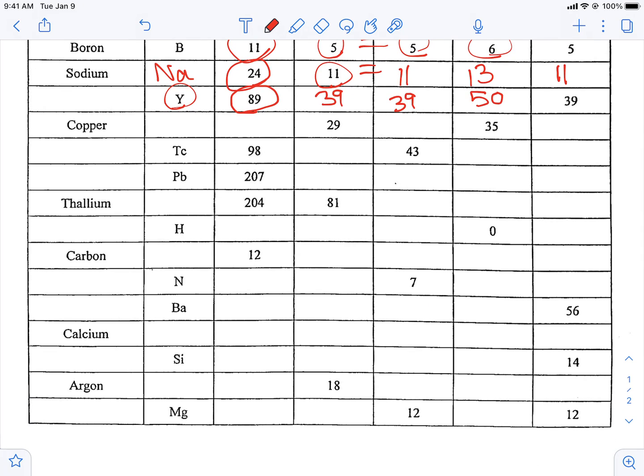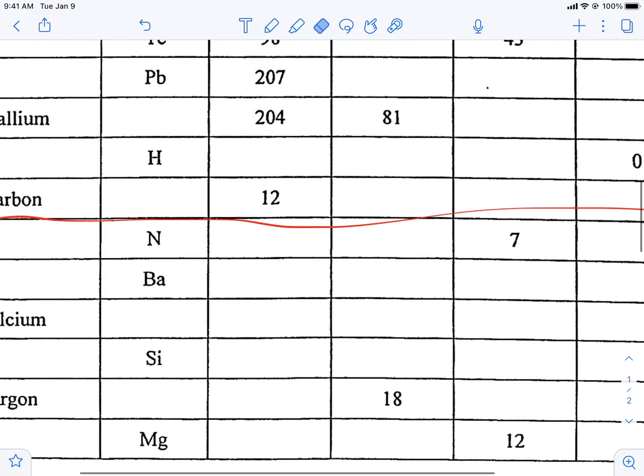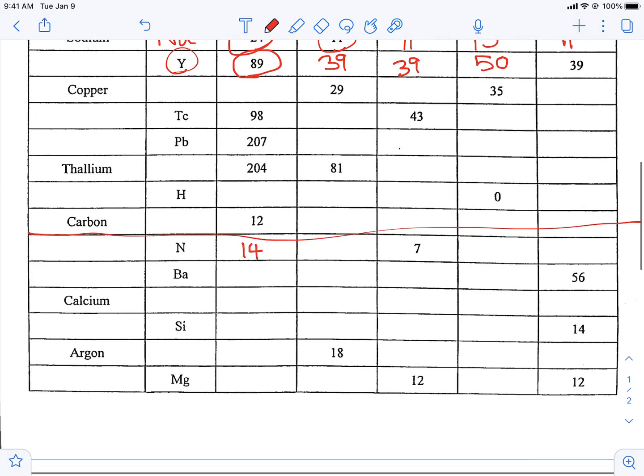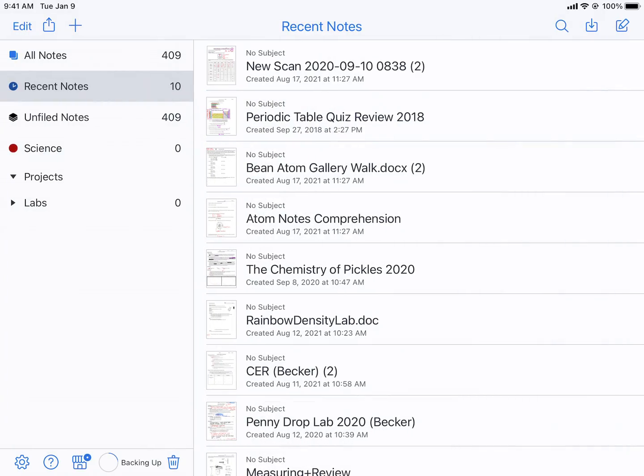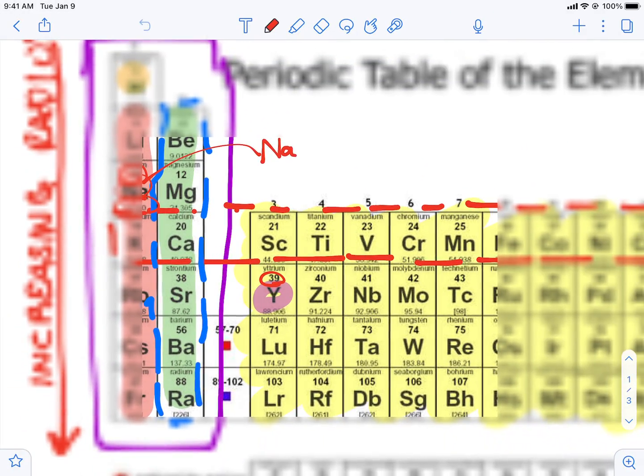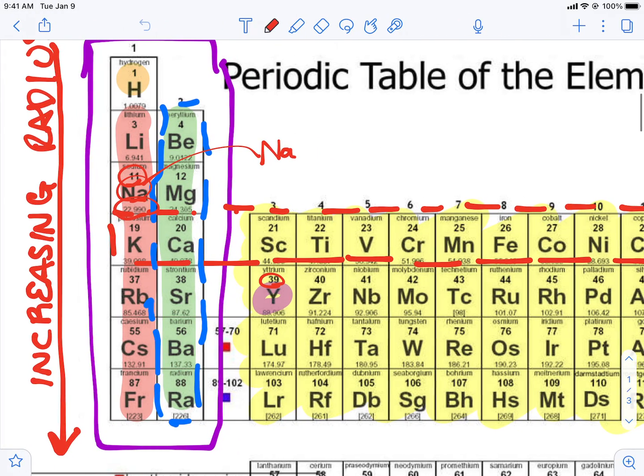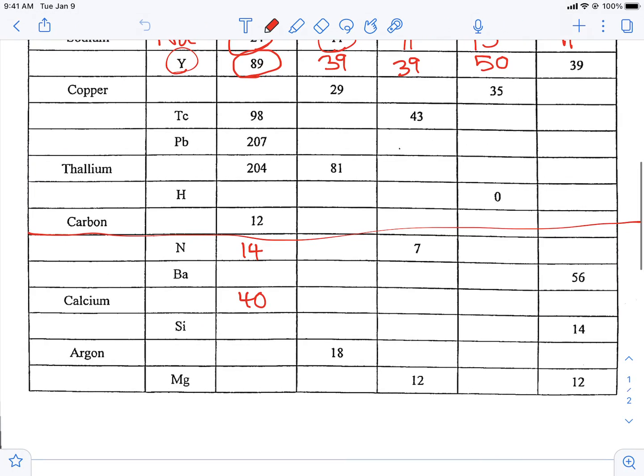Now, it does get a little complicated because once we get past carbon right here, you don't have the number of neutrons or the mass number. So I actually have to give you some mass numbers so you can calculate the number of neutrons. So for this one, we're going to do 14. For calcium, we'll do 40. For barium, I think we're going to do 137. Silicon will do a mass of 28. Argon will do 40, and magnesium will do a mass of 24.